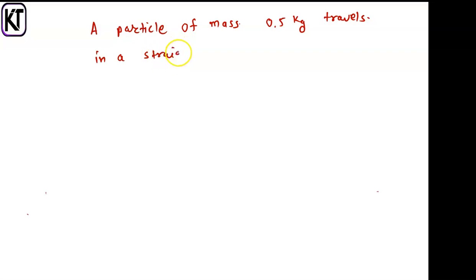Now next question says that a particle of mass 0.5 kg travels in a straight line with a velocity of v equals 5x to the power 5/2 meter per second.